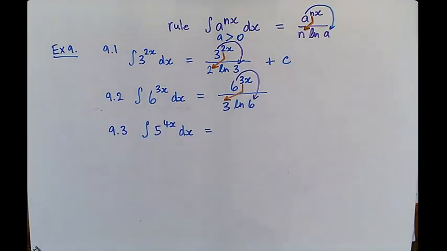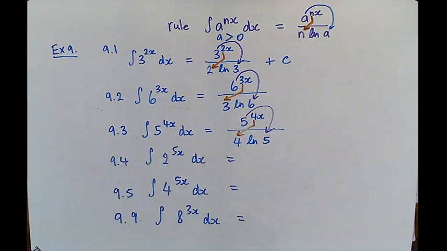Okay. Next one, the integral of 5 to the 4x. Copy everything in the exponents. There you have it. 4 ln 5 plus c. Try the next examples. Pause the video. 9.4, 9.5, and 9.9. Try these. See if you can do them.